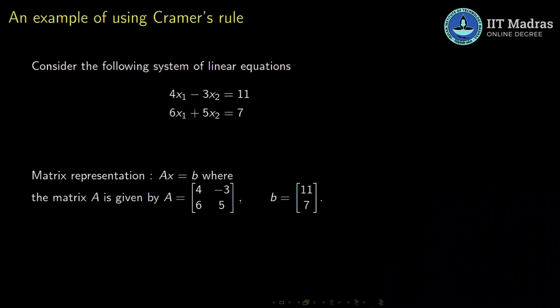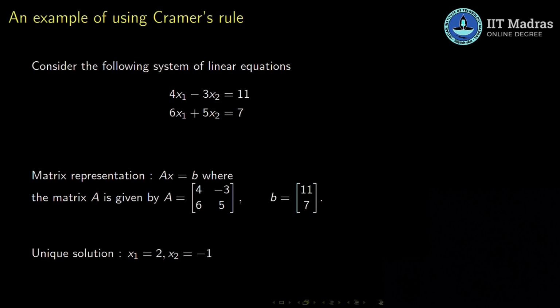So, let us recall what was the matrix representation. That is Ax is B. The matrix A is given by the coefficients: 4, minus 3, 6, 5, and B is the constants on the right, so it is a column vector, 11, 7. And x is the unknowns x1, x2. It is easy to compute this solution. It has a unique solution, x1 is 2 and x2 is minus 1.